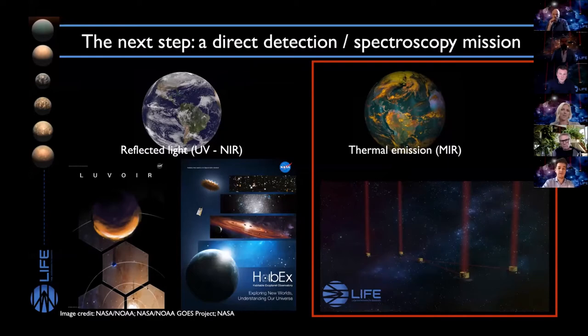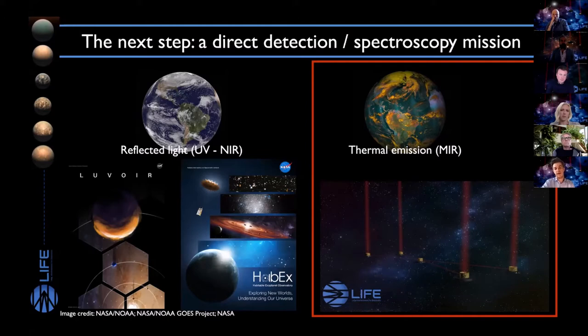On the one hand, we would have a reflected light mission, something like LUVOIR or HabEx, and on the other hand, we would have the thermal emission of an extraterrestrial planet. What sort of additional information could we gain? I think there is certainly more work to be done in this direction. And for the time being, we assume that LIFE is a self-standing mission.